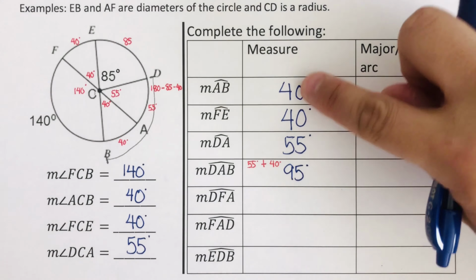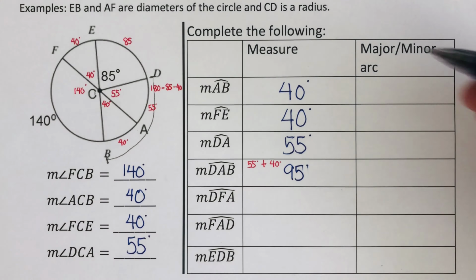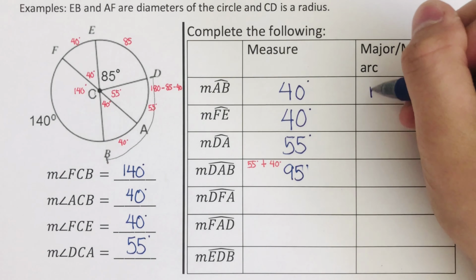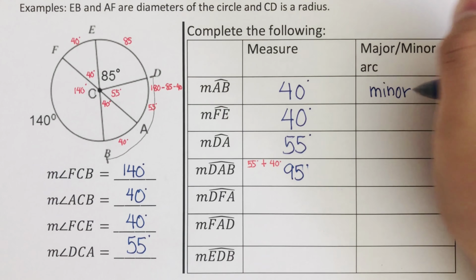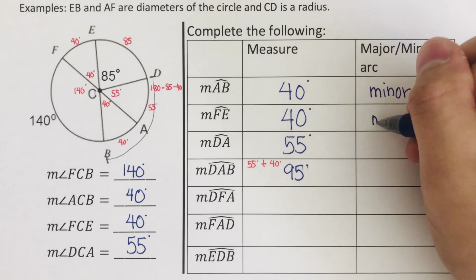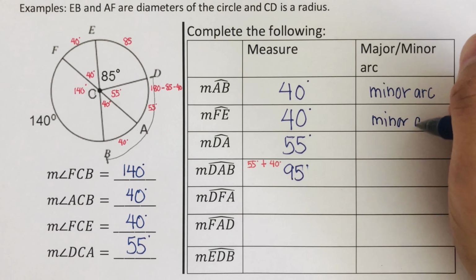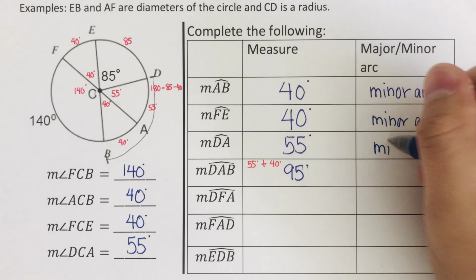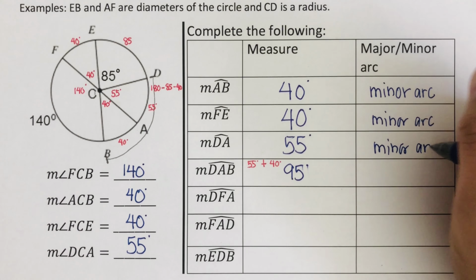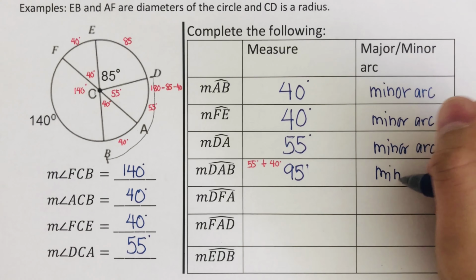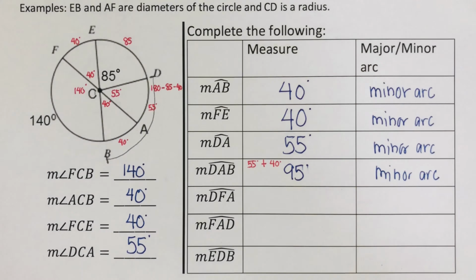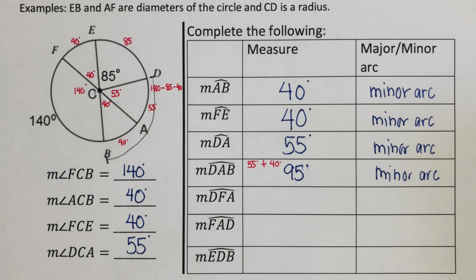Now, all of these are less than 180, so all of these four are minor arcs. Again, they are minor arcs because they are less than 180 degrees. Now let's have DFA.